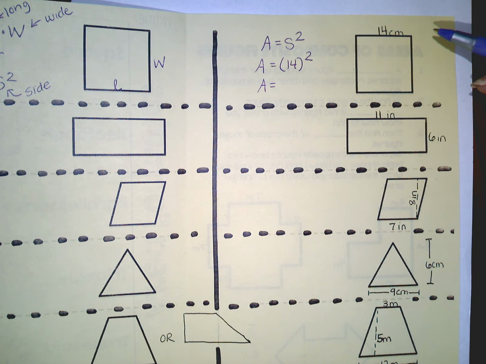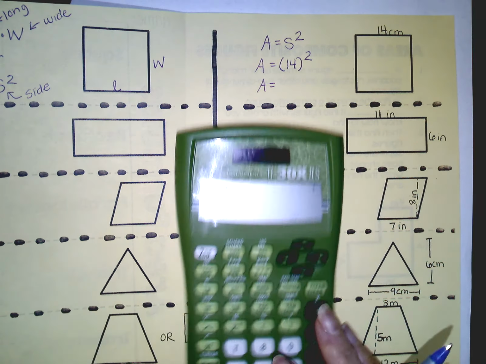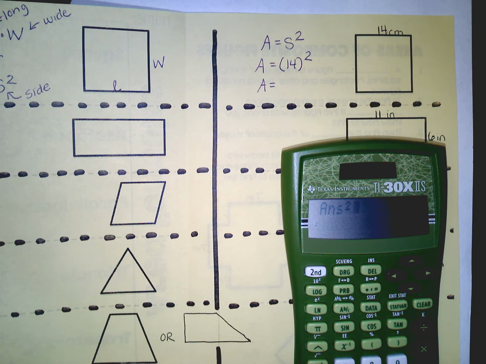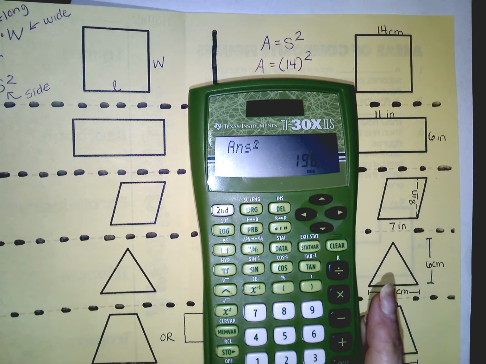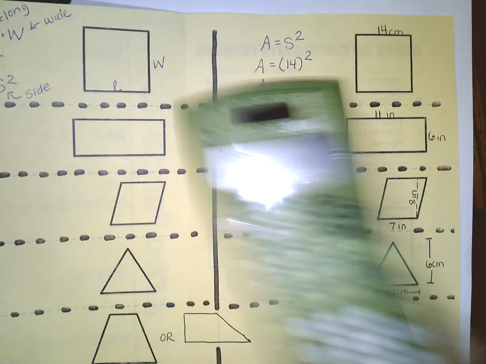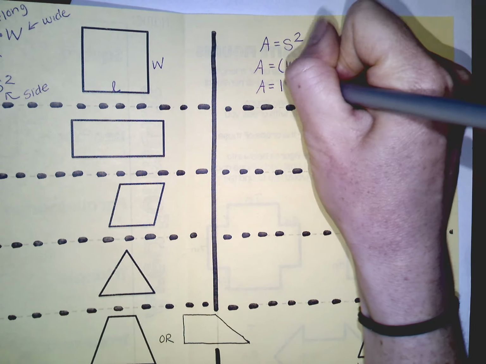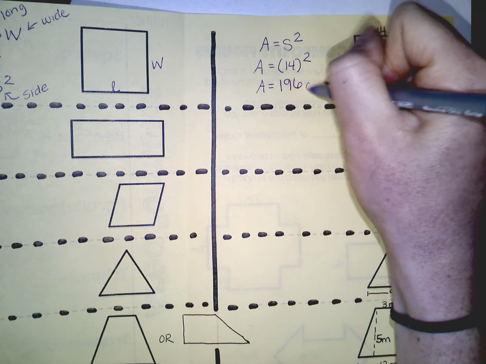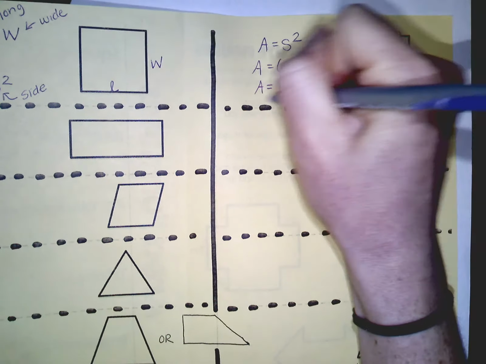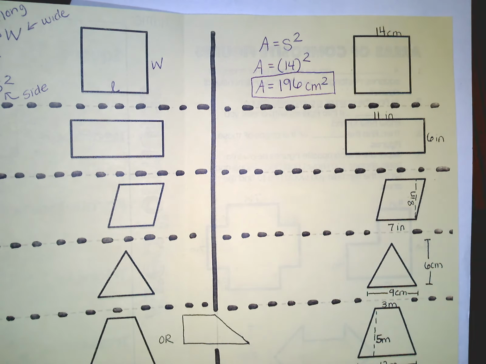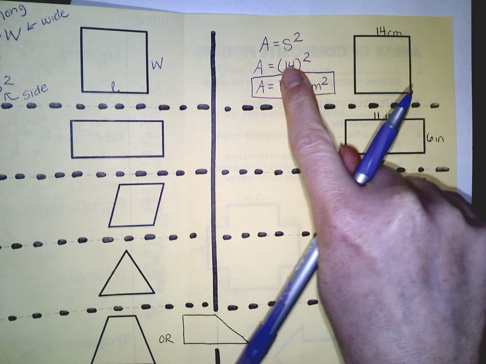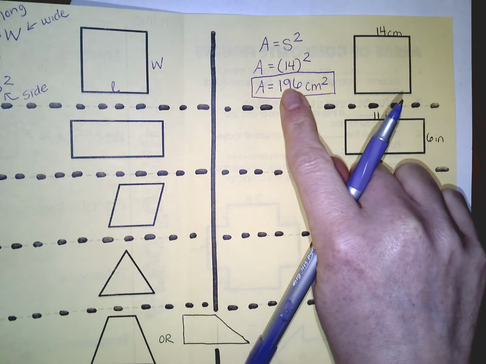So if we throw that in our calculator, 14 squared, or 14 times 14, equals 196. Okay, so my area of this square is 196. Remember, it's our units squared. So in this case, it's centimeters squared. So when you guys are doing area formulas, just like what we did with circles, there's going to be 3 steps. Write your formula, plug in the dimensions they give you, and solve.